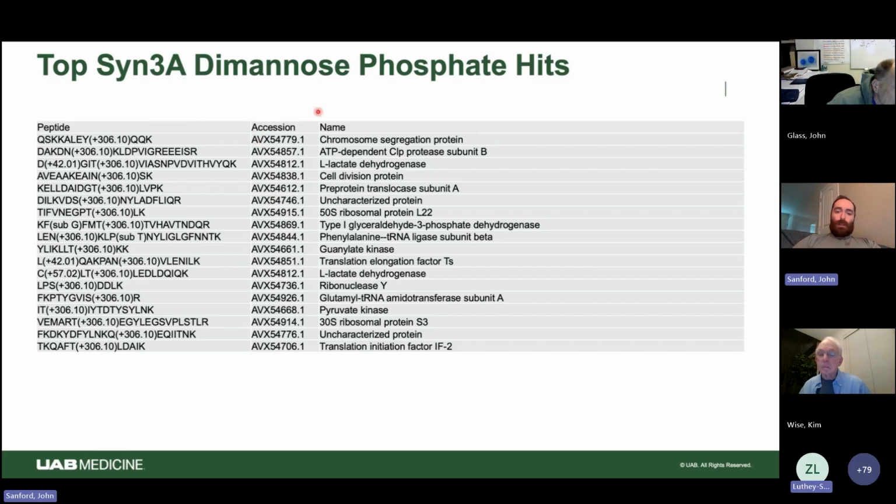As James mentioned, the glycan potentially being modified on these surface proteins is either a dimannose or a monomannose. Here are some of our dimannose hits. In the future, when this is posted, you can pause and take a look. I obviously don't want to run through each one of these individually, but certainly you can see proteins that are expected to be on the surface, like cell division proteins. Ribonuclease Ys, I believe we mentioned earlier in the previous talk, and also proteins that are known to moonlight, like lactate dehydrogenase, etc.